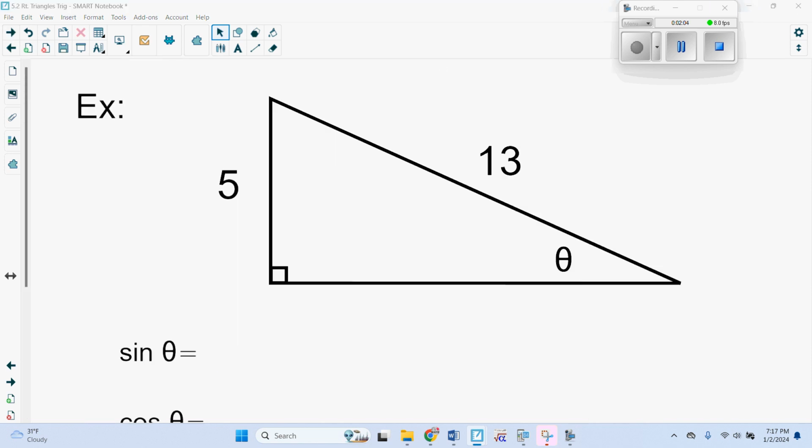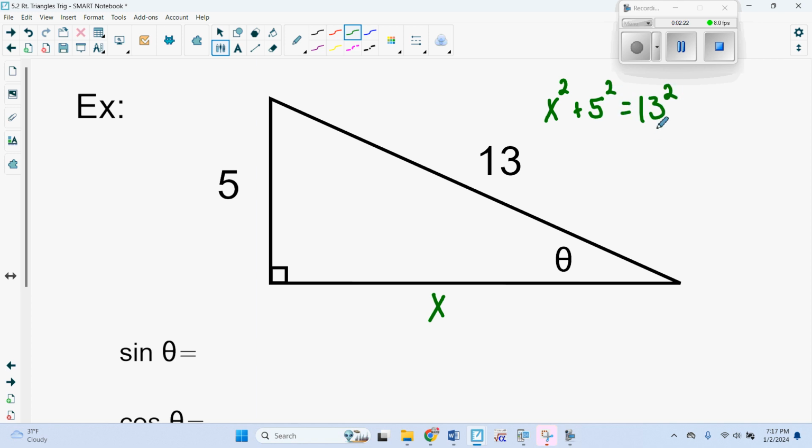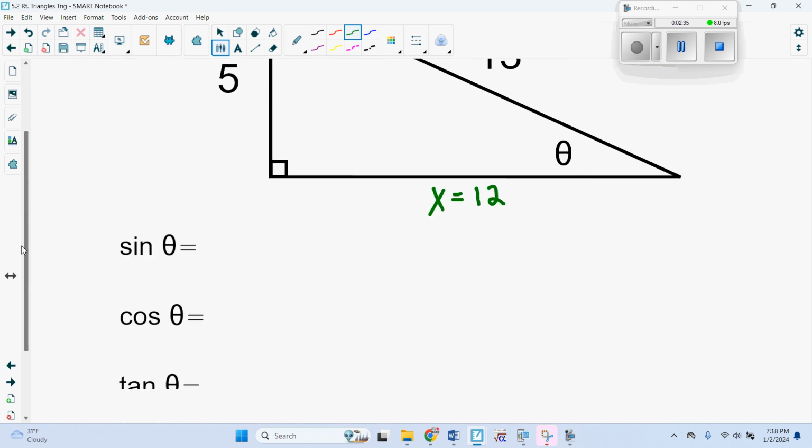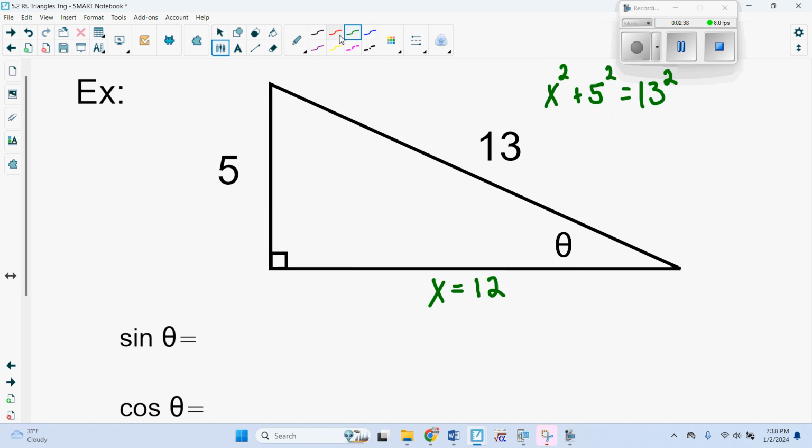Now, let's say we have a triangle where we don't know one of the sides. To find this missing side, we would have to use the Pythagorean theorem. So if I call this side x, we would say that x squared plus 5 squared equals 13 squared. And if we solve that, we would get x is 12. Just like 3, 4, 5 is known as a Pythagorean triple, 5, 12, 13 is a Pythagorean triple. That just means that is a triangle where the sides are all nice integer values.